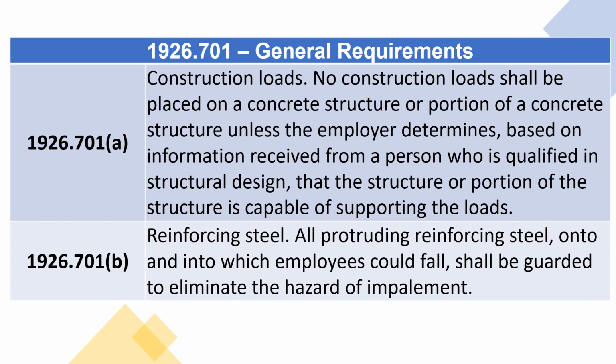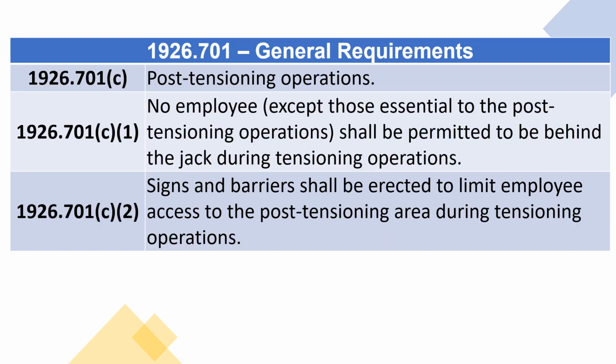1926.701(b), Reinforcing steel. All protruding reinforcing steel, onto and into which employees could fall, shall be guarded to eliminate the hazard of impalement. 1926.701(c), Post-tensioning operations. (c)(1), No employee, except those essential to the post-tensioning operations, shall be permitted to be behind the jack during tensioning operations. (c)(2), Signs and barriers shall be erected to limit employee access to the post-tensioning area during tensioning operations.